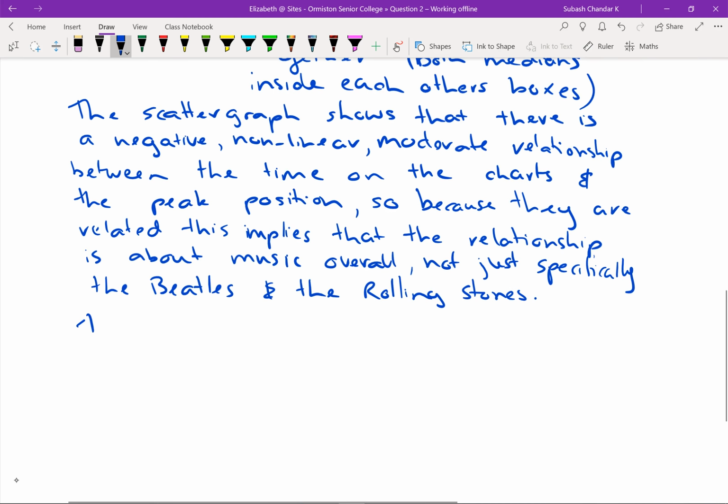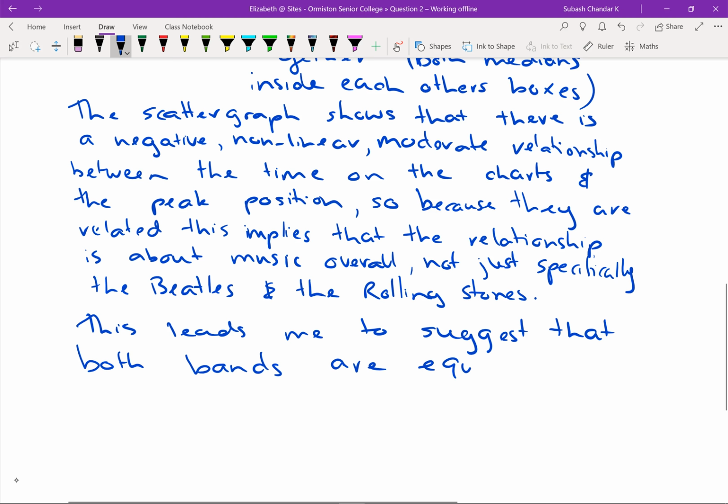This leads me to suggest that both bands are equally successful. I don't have evidence that they are different. I've got evidence of a relationship, but I don't have any evidence of a difference between the two bands.